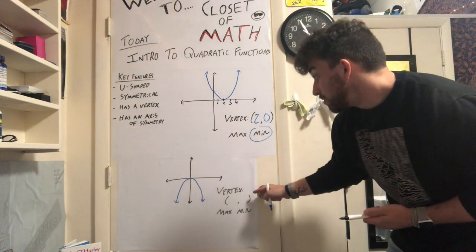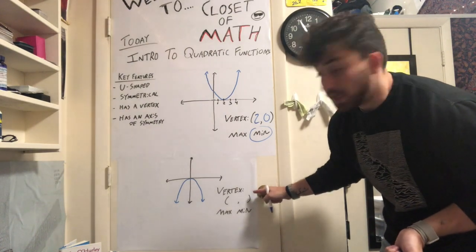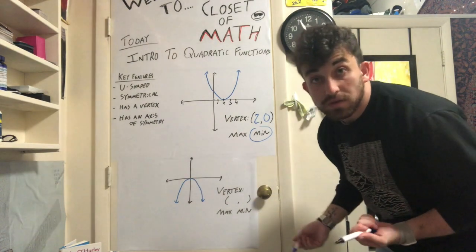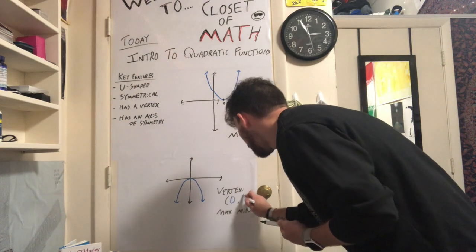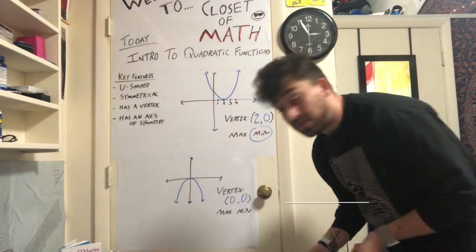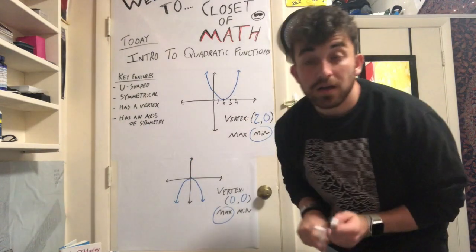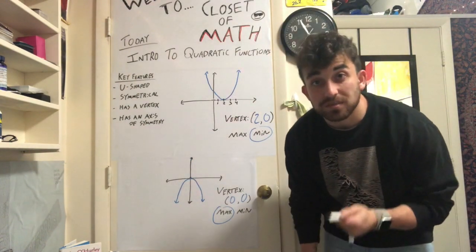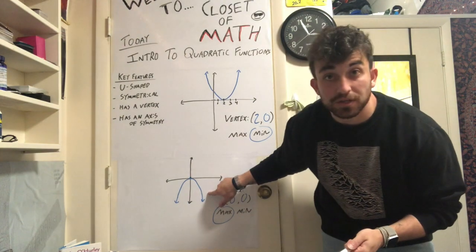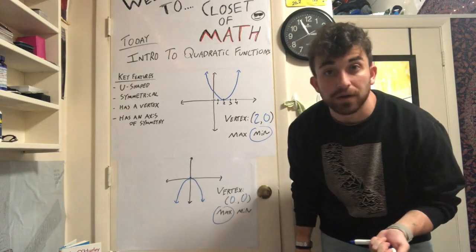In this case, we identify the point of the vertex. It's right there. That's (0, 0), the origin. And that vertex is a maximum because this point right here is the highest possible value on that quadratic function. Every other value is less than that one. So the vertex represents a maximum.